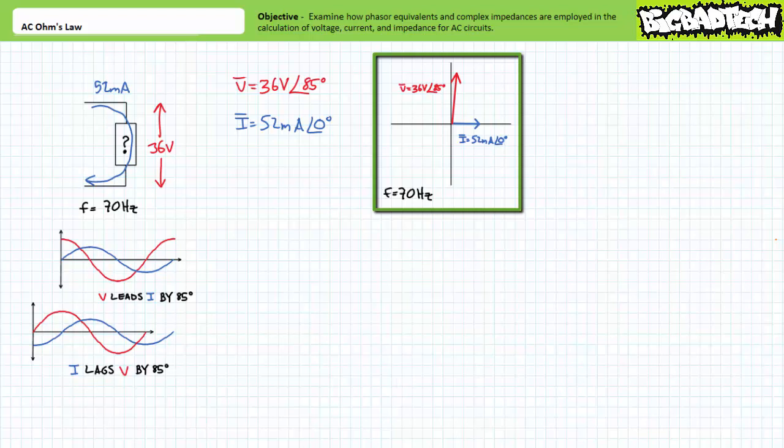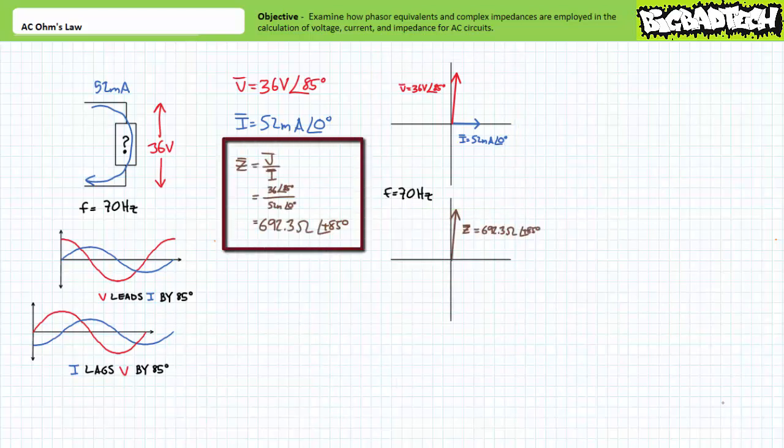This being said, note the relative phase shift between voltage and current. The phasor diagram clearly shows I is offset from V by negative 85 degrees, meaning current is lagging voltage by 85 degrees. This is again in keeping with our general guidelines for largely inductive elements where current is expected to lag by 90 degrees. I'll return to this observation in a moment.